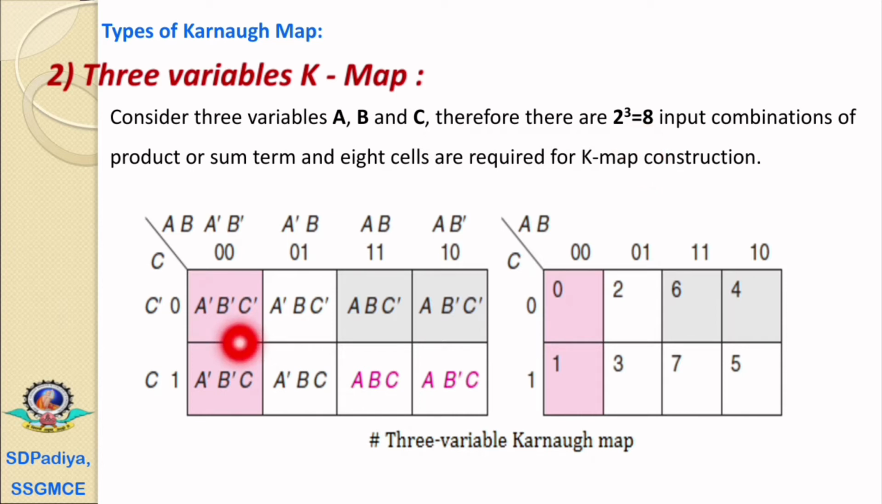Now, again we have to follow the three rules. By keeping these three rules in mind, we can consider these four columns as variables A, B, and these two rows as a variable C, that is A, B at the column side and C at the row side. Therefore, now the designation of the first column is 0 0, the designation of the second column is 0 1.